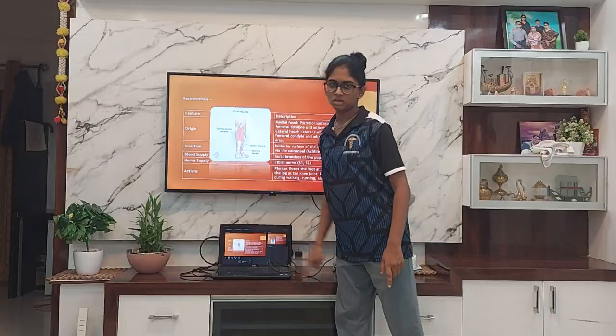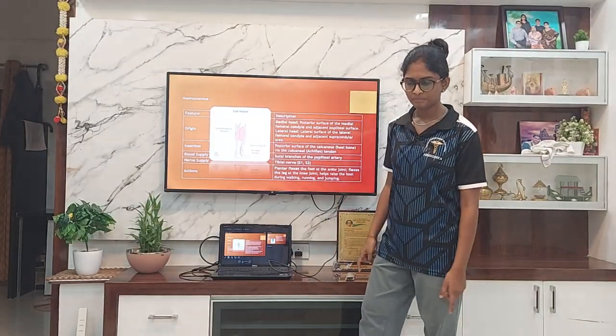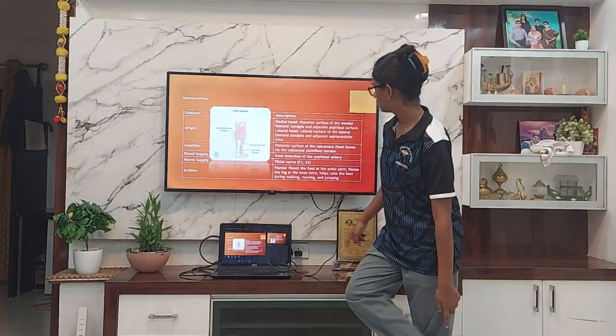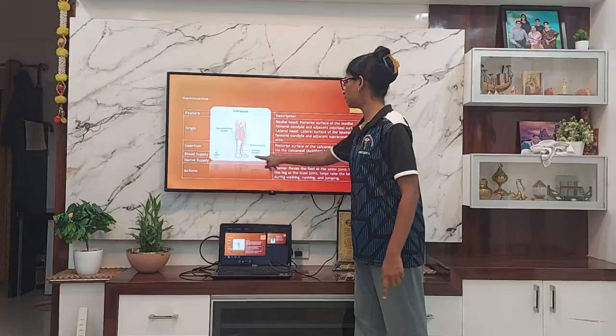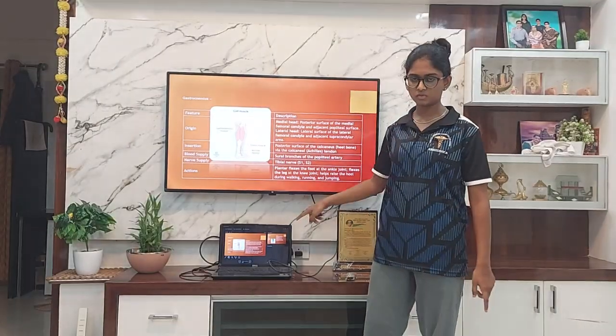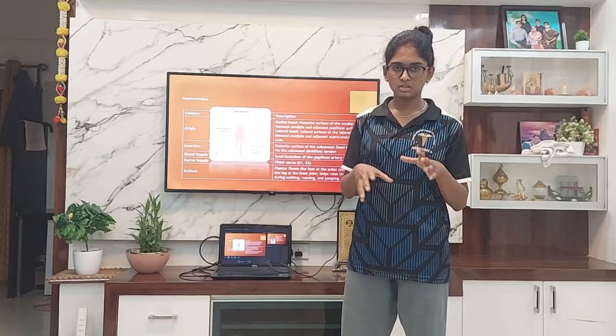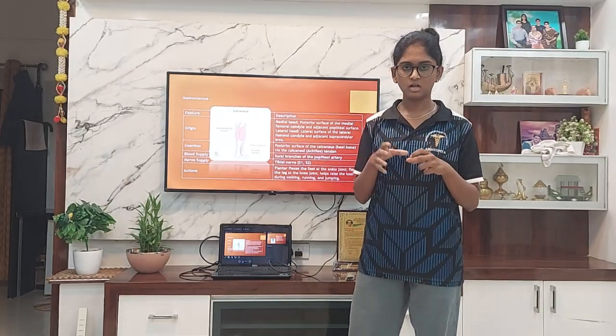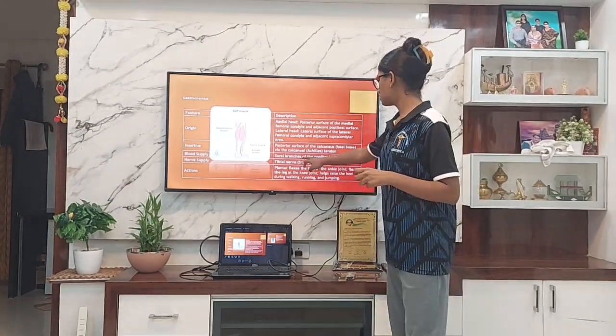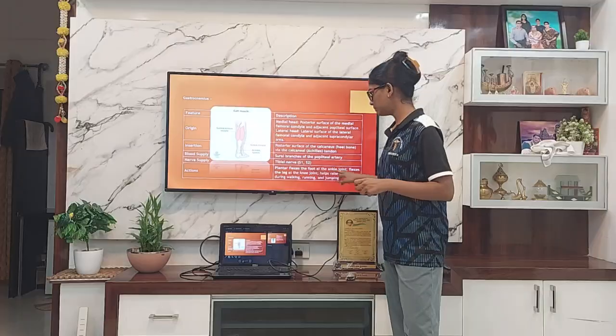Blood supply of the gastrocnemius is for sure the tibial nerve. Sorry, nerve supply not. Blood supply is sural branches of the popliteal artery. Sural is the word used for the calf muscles. Arterial supply is the popliteal artery. Nerve supply is the tibial nerve.